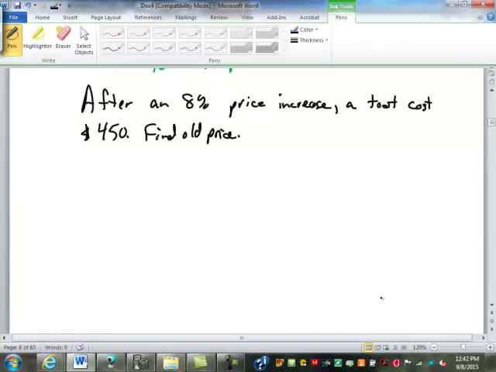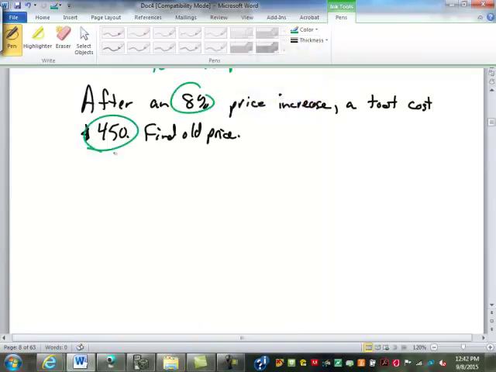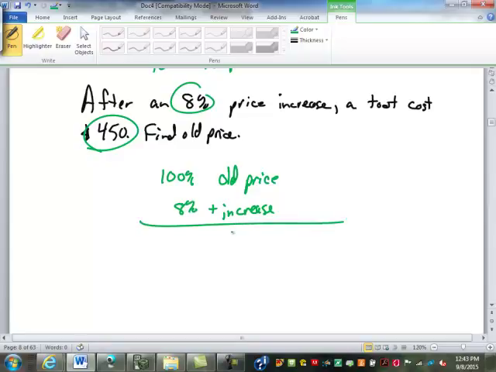Yeah, I see where you're going. Once again, you're tempted to take that 8% and find 8% of $450 and subtract it. But is that 8% based off the $450? No, it is based off of the old price. The old price is the full amount, 100%. We have an increase. Is that increase added or subtracted? This time it is added of 8%, which means the new price is 108% of whatever the old price was.